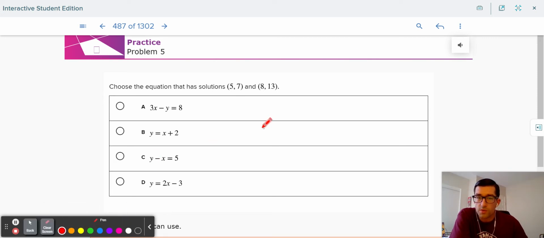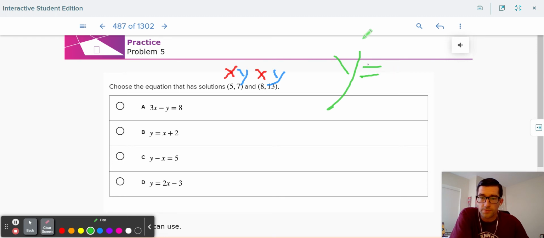So what we're going to do is have x for the 5, x for the 8, and then the y values are going to be the 7 and the 13, all right? So for the x and y values, we're going to plug those in. And we're going to do it twice, for the first set and the second set, all right? So over here, I'm going to write it out in green. We have y equals 2x minus 3, all right?